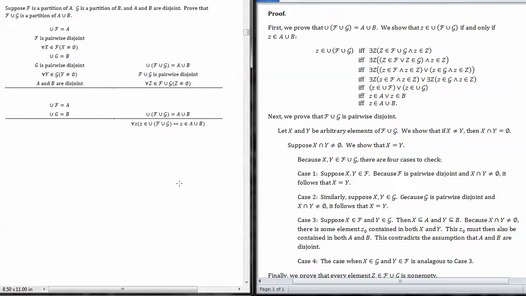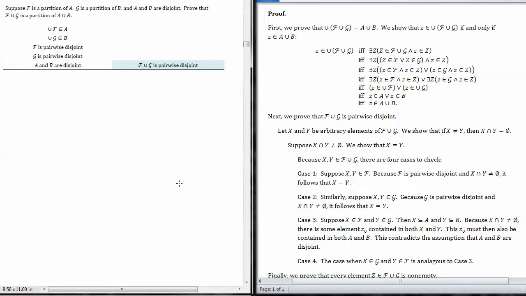All right. Next, we're going to prove that F union G is pairwise disjoint. So there's the definition of that. Remember, for all x in the family and y in the family, if they're different, then they're disjoint, right? All right, so we can also bring down the fact that F and G are pairwise disjoint. We're probably going to have to use those. And moreover, A and B are disjoint, so their intersection is empty, okay?